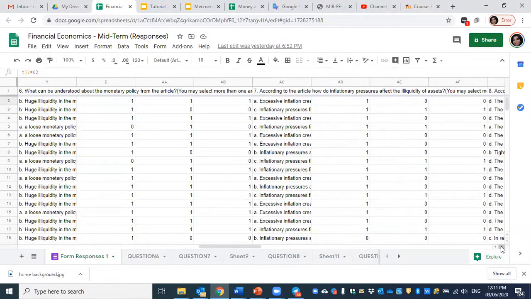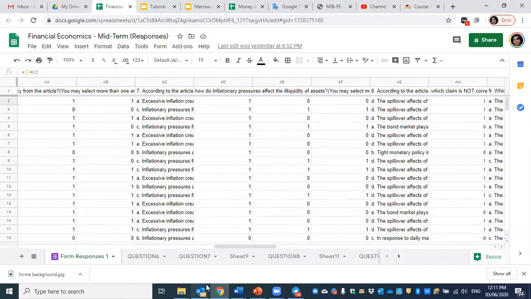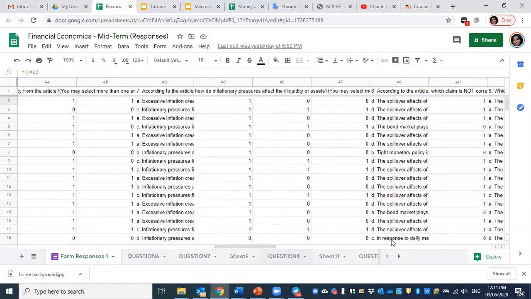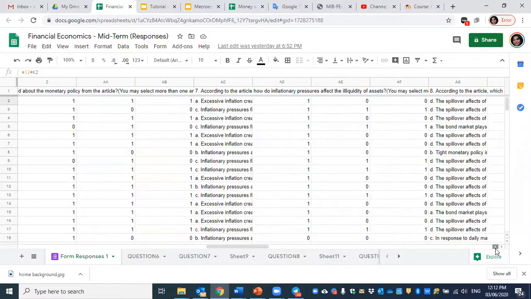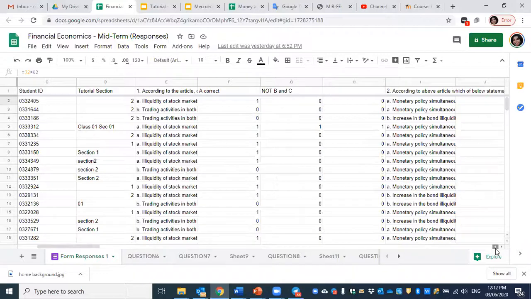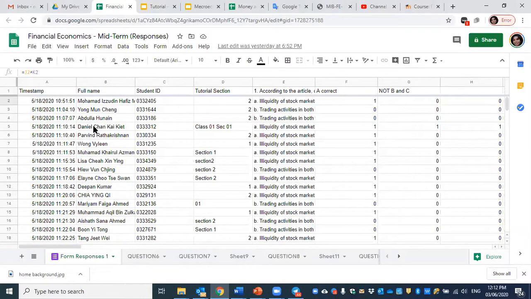Again, to show you your answers and whether you answered correctly or not, I posted the solutions on Times. If you want to see your answers, you may contact me. I will make a consultation with you and show you your answers. For example, if any of you want to see your answers, I click here and show you how many marks you gained for each question. So this is about the midterm.